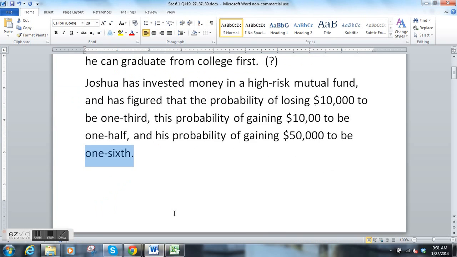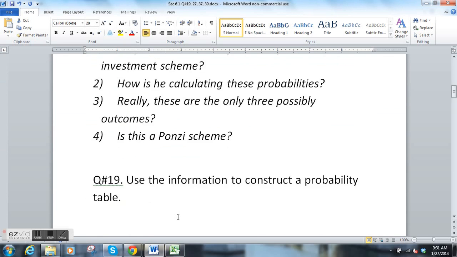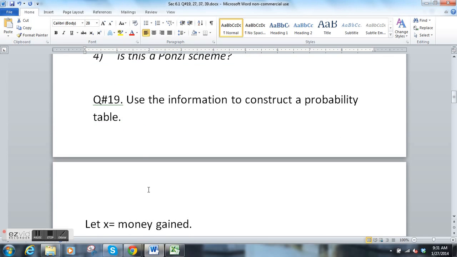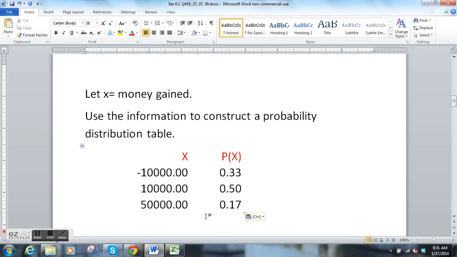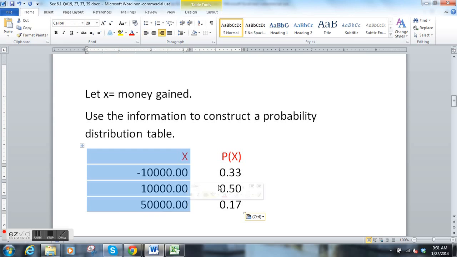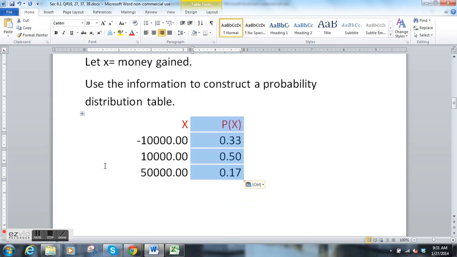So for question 19, use the information to construct a probability table. It's going to look like this. That's what they mean when the question asks for a probability table. They're just looking for a little table like this that lists all the values of x and all their probabilities.